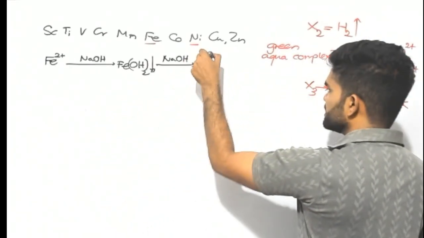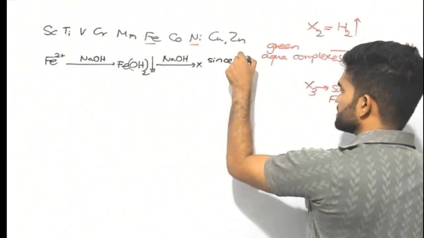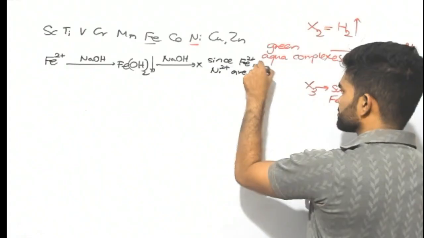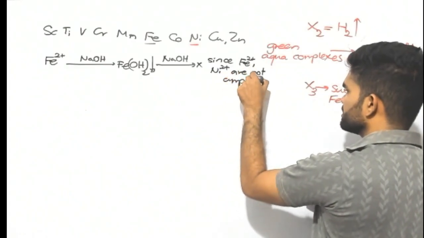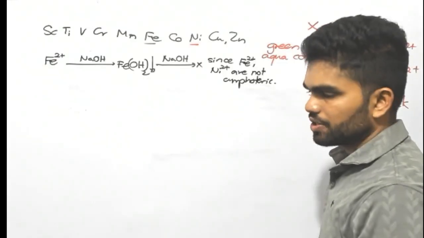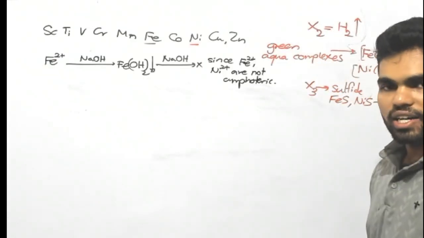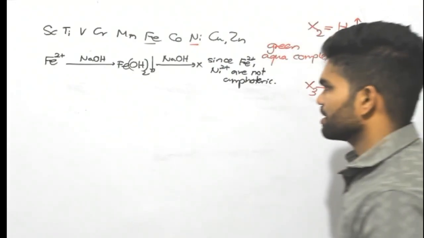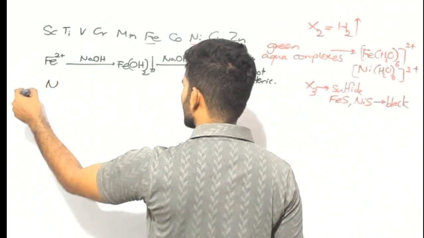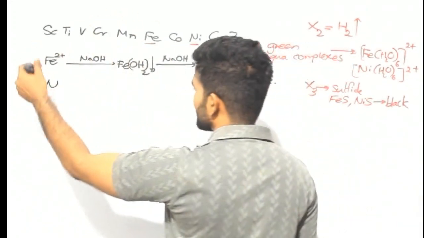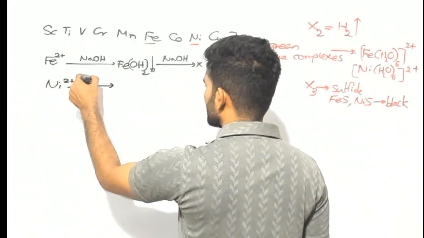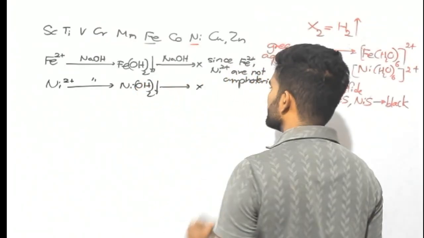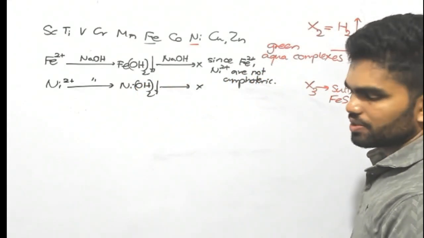So it is not dissolving since it is not amphoteric. Since Fe2+ and Ni2+ are not amphoteric, they don't dissolve in NaOH. If they dissolved like aluminium or zinc, that means aluminium and zinc are amphoteric. Here it is not dissolving, so it is not amphoteric. You can say it is not zinc. Anyway, we eliminated that. If it is nickel, it is going to give you nickel hydroxide, which is green color, and the same thing will happen. It will not dissolve in excess sodium hydroxide.